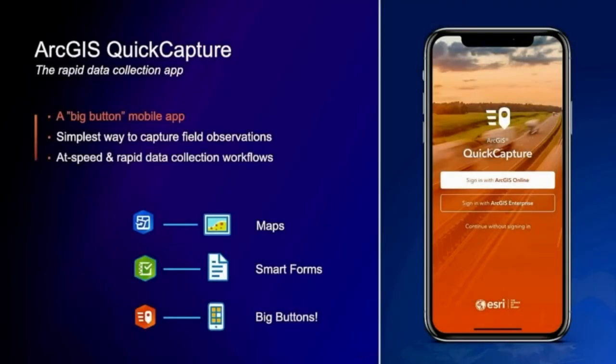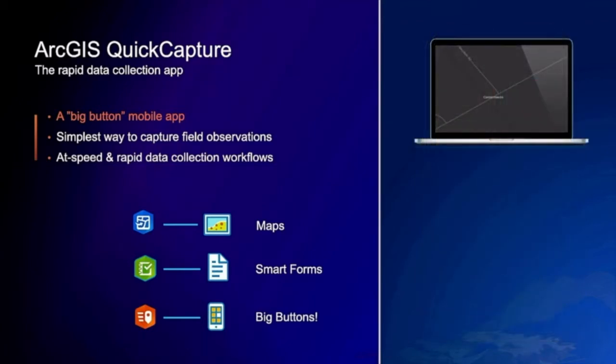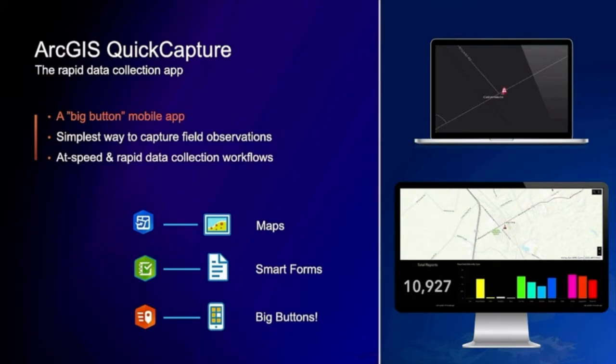The point of difference with QuickCapture in comparison to other Esri field apps is that it's a big button mobile application. Where Field Maps is all about map-centric workflows, Survey123 is about form-centric workflows. QuickCapture is all about the big buttons. The user simply taps on a button to capture an observation, and that observation then gets automatically uploaded to ArcGIS, so it can be visualized in maps and applications and power your dashboards.